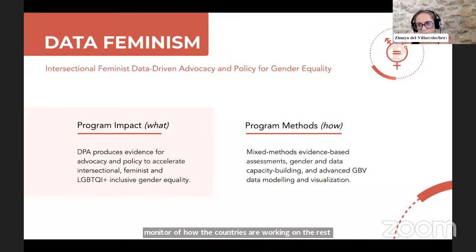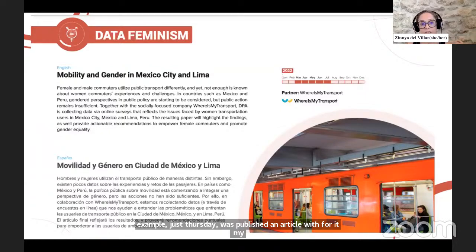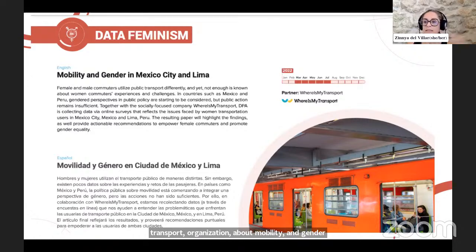Another one, for example, in the Data Feminism program, here we produce evidence for advocacy and policy to accelerate intersectional feminist and LGBTQ+ data, inclusive gender equality. Yesterday an article was published with the Where Is My Transport organization about mobility and gender in Mexico City and Lima. This is about how we can include women, because in general, women are one of the more vulnerable populations in transport, in particular in big cities like Mexico City and Lima. So you can go to this article.